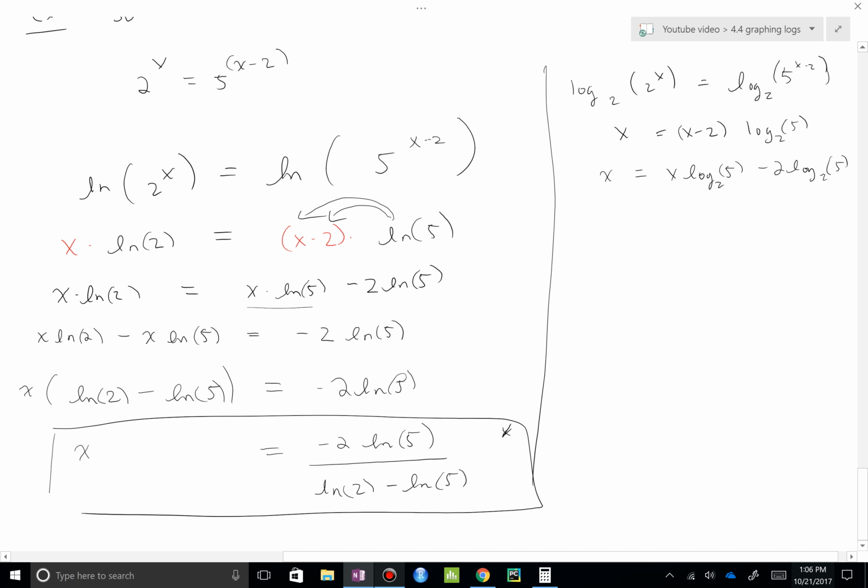Ew. Now, oh, sorry, I need to subtract this over, minus x log base 2 of 5 equals negative 2 log base 2 of 5. Why am I subtracting it over again? I want to isolate for the x value. This is 1 minus log base 2 of 5 equals minus 2 log base 2 of 5. And then finally divide by this. So another possible way of expressing the same answer is by doing this.